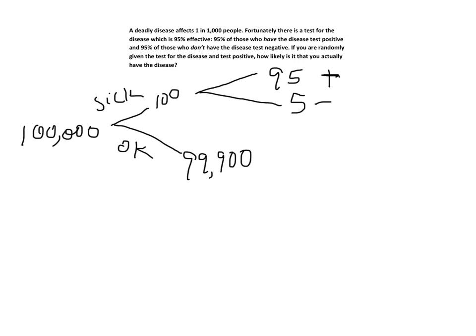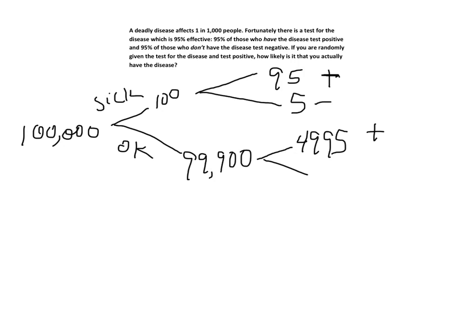Now, how about the 99,900? Well, how many of those test positive? Here it's only 5%, because they're actually healthy, and so the test accurately tells most of them that they don't have the disease. Only 5% of the 99,900 test positive, but 5% of a big number is pretty big. 5% of 99,900 is 4,995 who test positive.